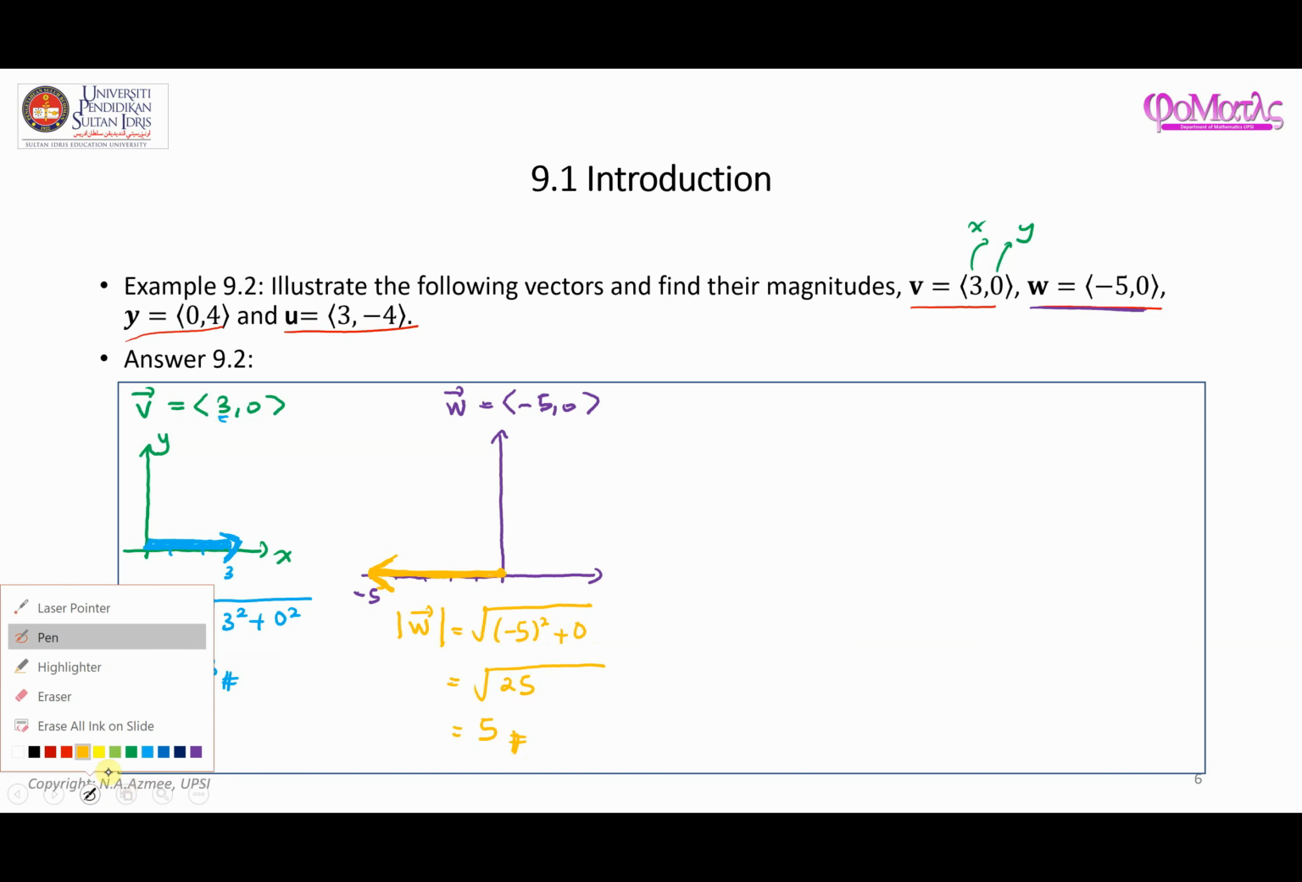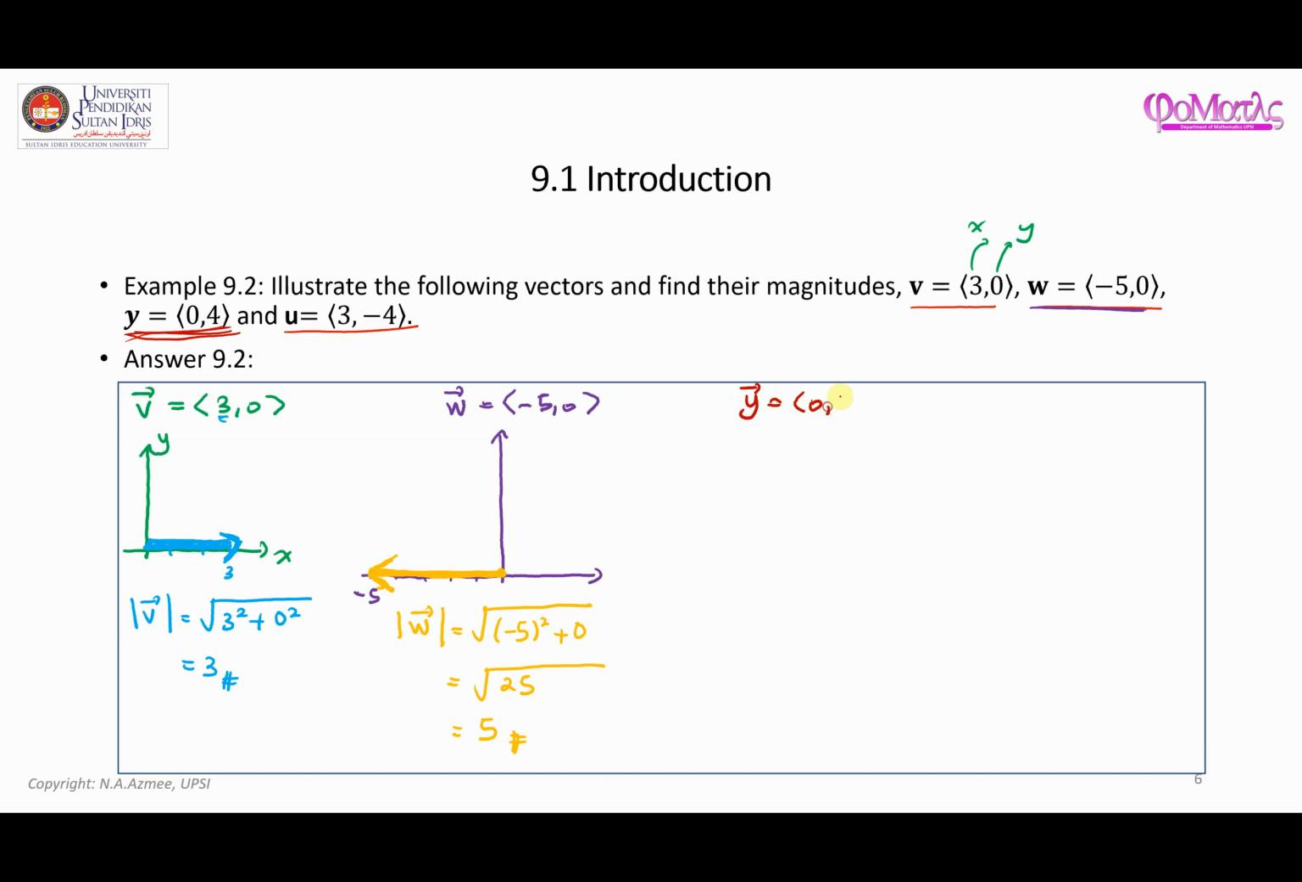Right, next is this vector 0 and 4. So what we have here is vector y, 0 and 4.